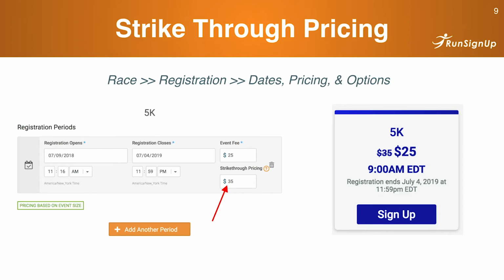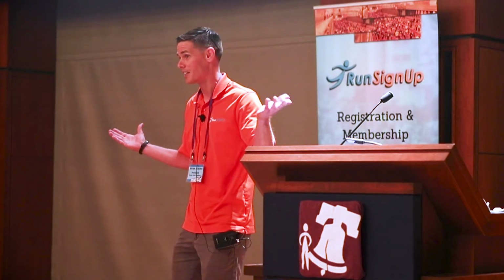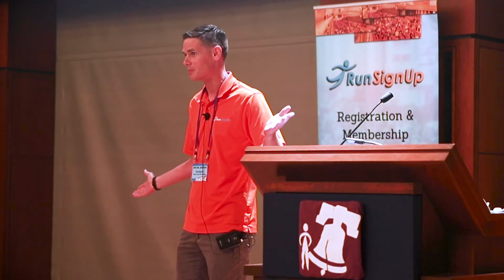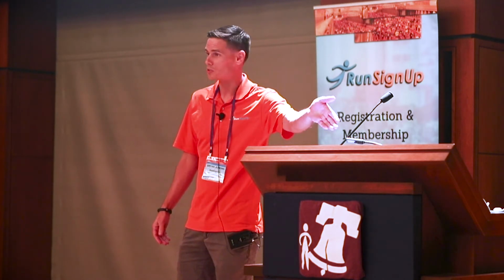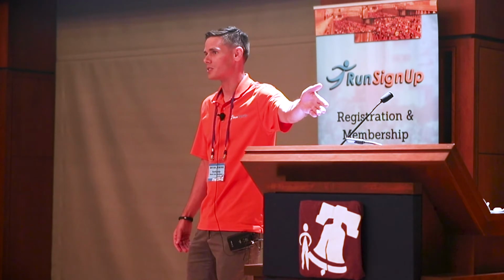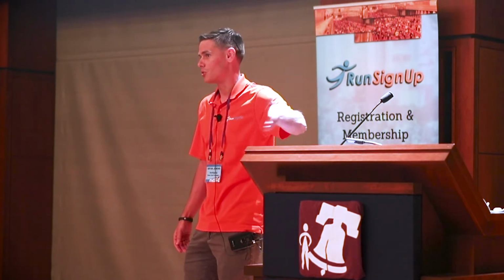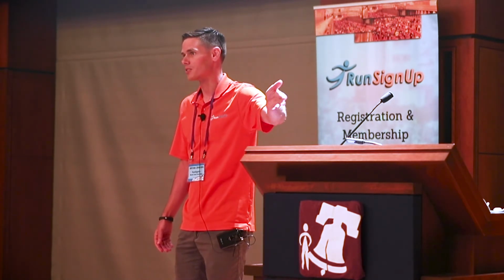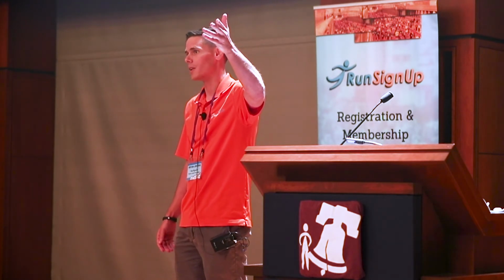So this is one of the ones that I really like. It's called strike-through pricing. This is something that we've been seeing since I was born in the 80s. I can remember commercials: only right now, 1995. Boom, they put it on the TV screen. You should do this for your races. If you believe the value of your race is $35, you can put a strike-through price of $35 and then put the actual price as $25.